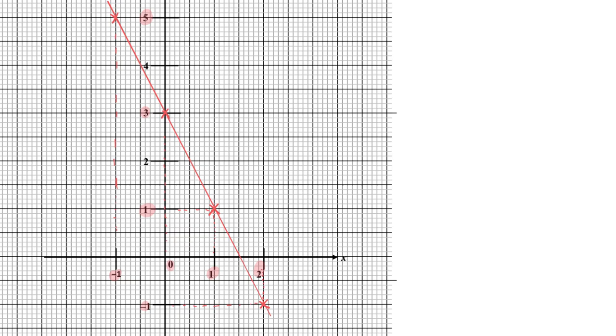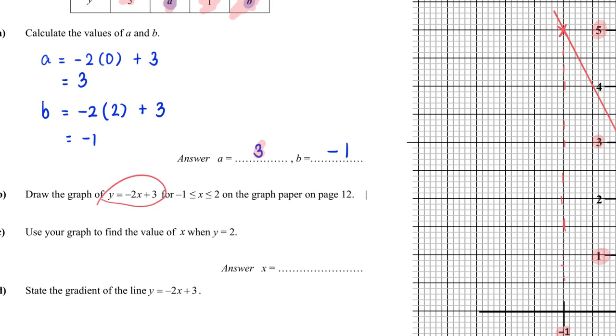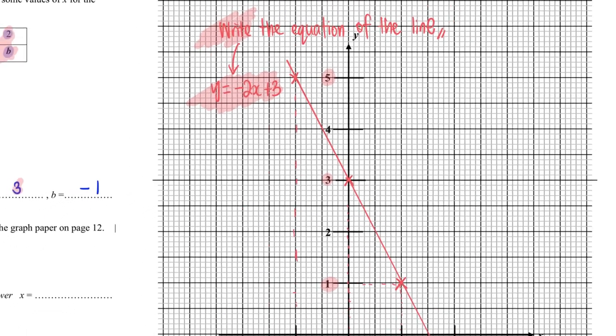Okay, last but not least, it is of great importance to write y equals to negative 2x plus 3. Please write this down. Write down the equation of the line. Okay? This is a strong reminder. Please write this down. And we are done with part B.